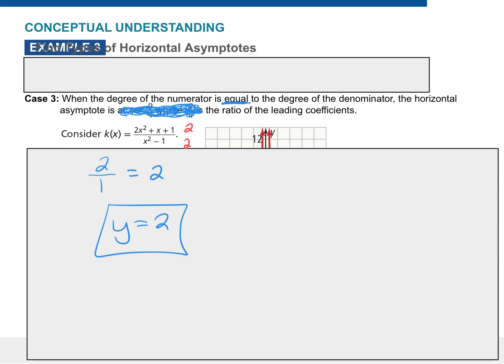Okay. So, you've seen our 3 cases. In all the cases we are comparing the degrees. If the degree of the numerator is less than the denominator, that means y equals 0. If the numerator is greater than the denominator, that means we have no asymptotes. And if our degrees are equal, then we divide our leading coefficients. Keep those cases handy so that you can look back at them.